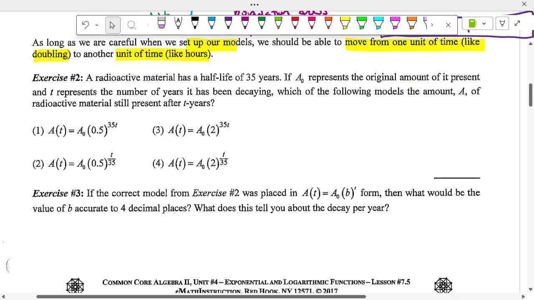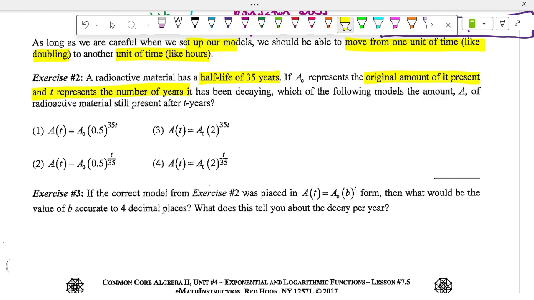So let's look at exercise 2. A radioactive material has a half-life of 35 years. All right, so you may have learned this in chemistry, maybe even physics or physical science. A0 represents the original amount of it present, and t represents the number of years it has been since decaying. Which of the following models the amount A of the radioactive material still present after t years?